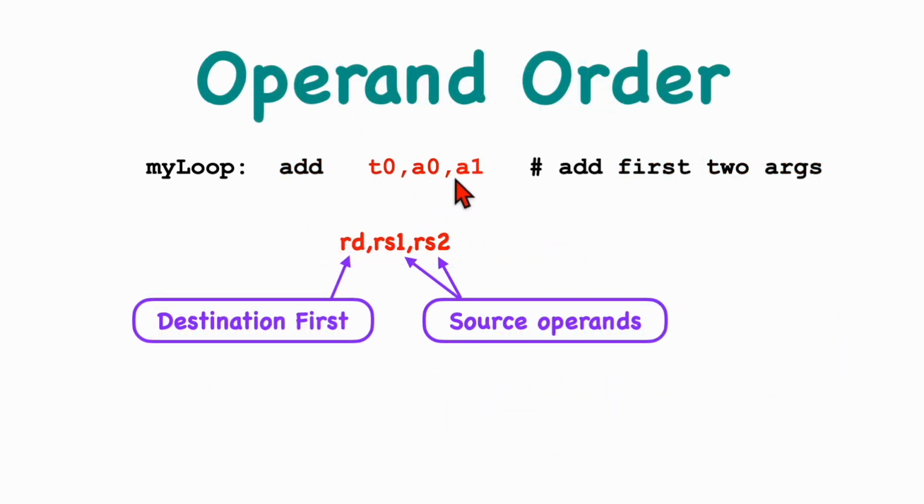The operands are given in a particular order, and that order is critical. And for most instructions, the destination will be listed first, and in the case of the add, the destination register is T0 in this example. And then we have two source operands, which are A0 and A1 registers in this example.